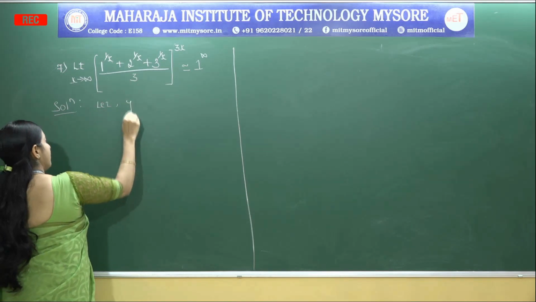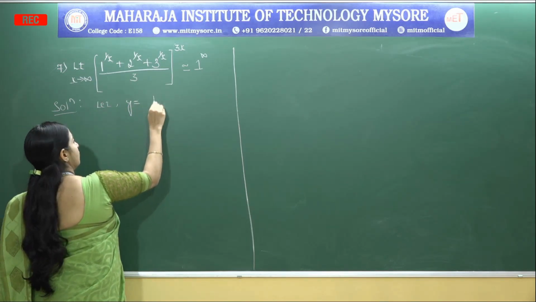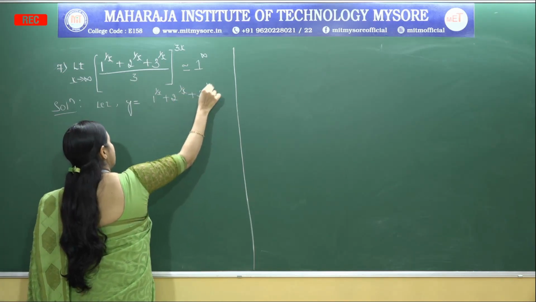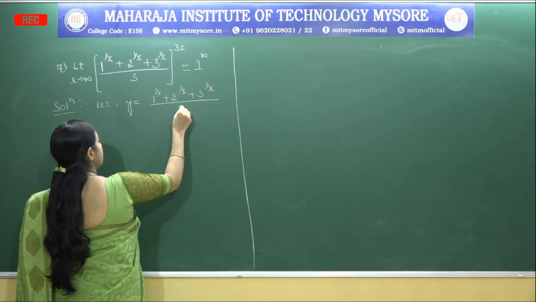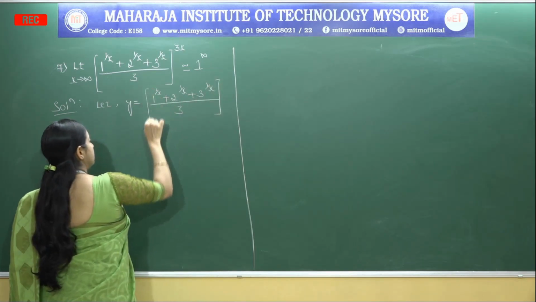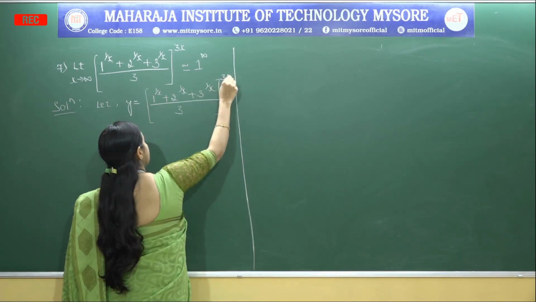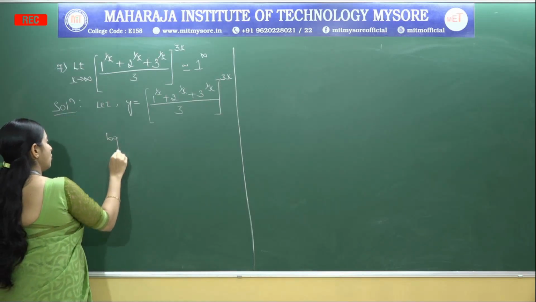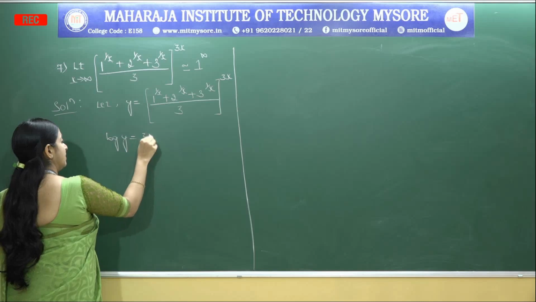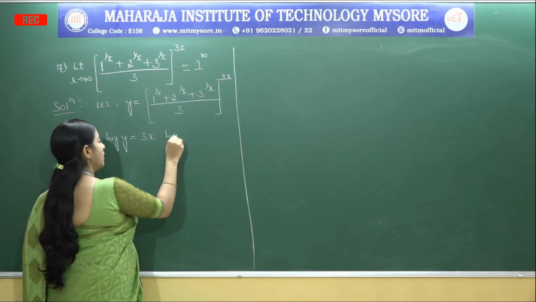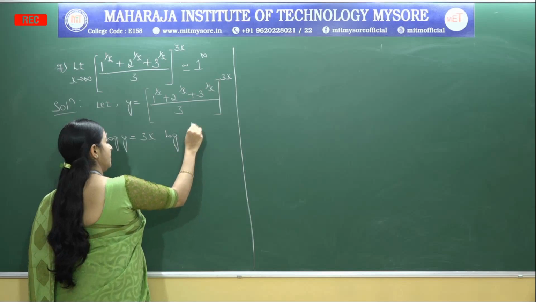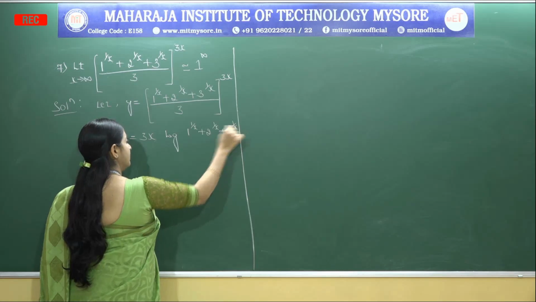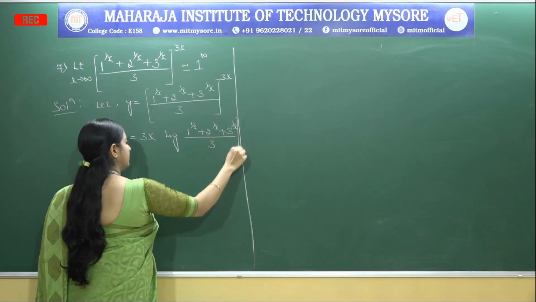Let y equal (1^(1/x) + 2^(1/x) + 3^(1/x))/3, all to the power 3x. Then apply the log on both sides. It is log y equals 3x log of (1^(1/x) + 2^(1/x) + 3^(1/x))/3, using the log a^m property, m log a.